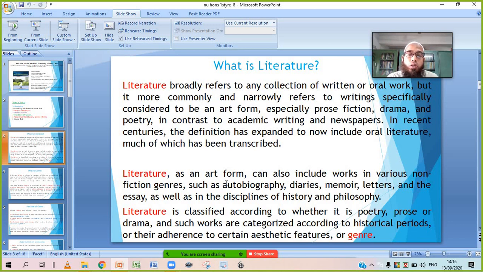So we talked about different, I mean definition of literature and branches of literature.